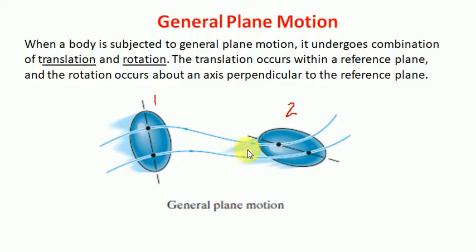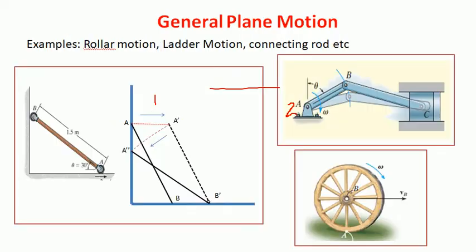So whenever general plane motion occurs, translation in that body always occurs within that reference plane and rotation will occur about an axis which is perpendicular to that reference plane. So there are various examples of general plane motion. One is roller motion, another is ladder motion, and next one is connecting rod. So let's start with them one by one. So first is ladder motion.